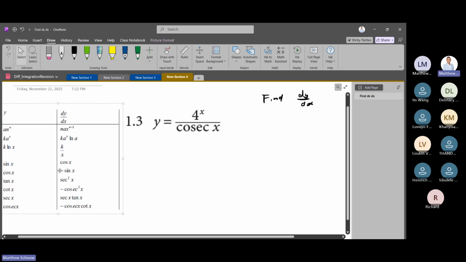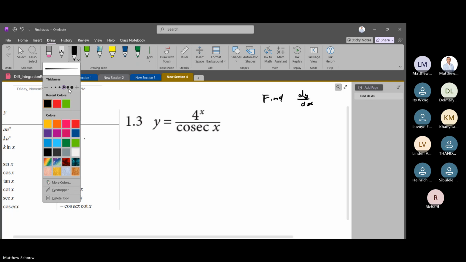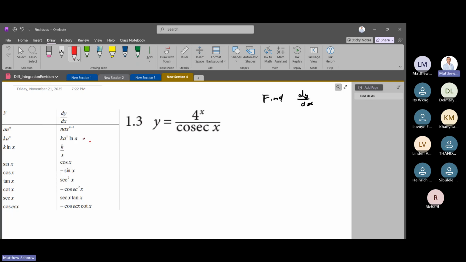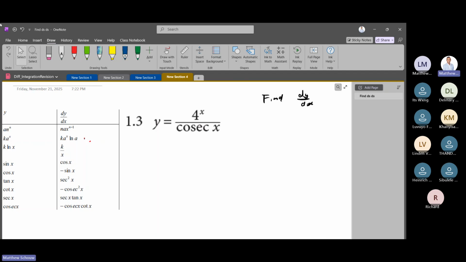And if you're wondering which one this is, it's going to be this one over here. And obviously k in this case is 1, since there's no number in front of it. Just letting you know. All the best.